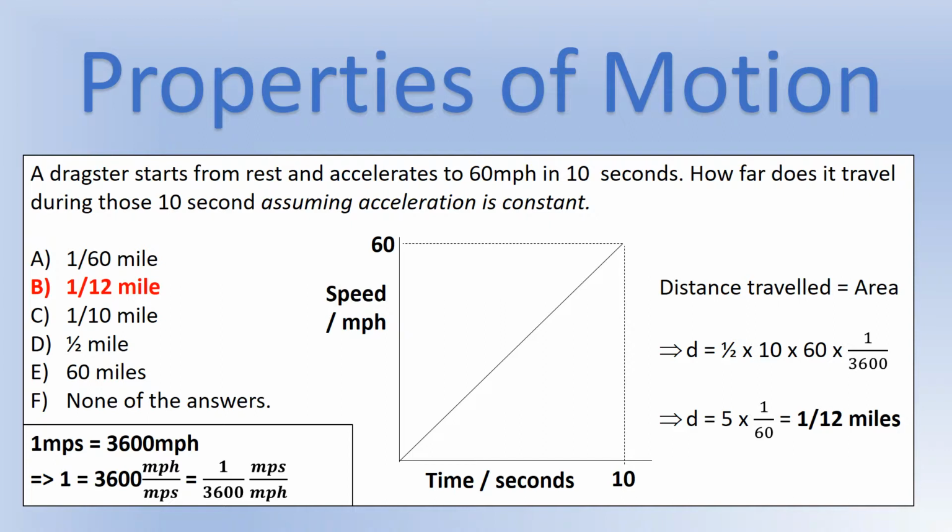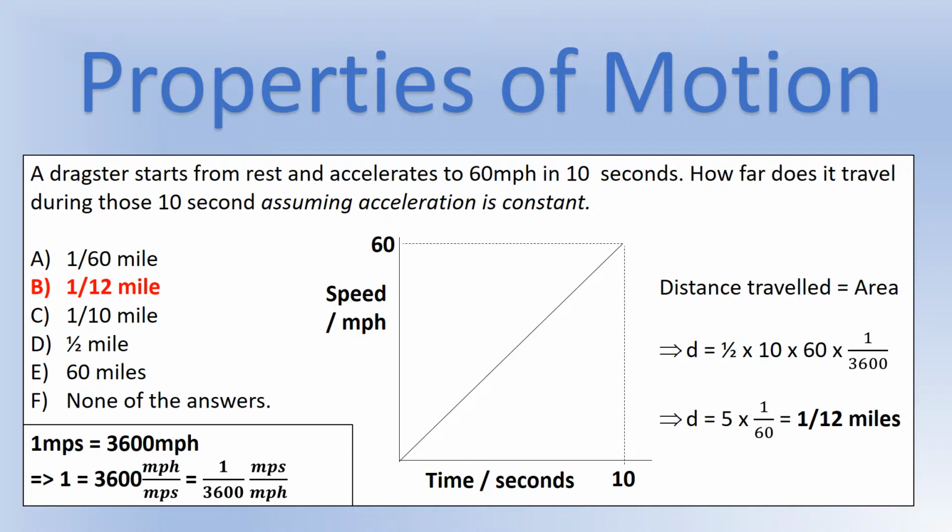Because acceleration is constant, that means the gradient is constant, so it's a straight line graph. That's why it looks like a triangle. You should know distance is the area under this graph. Again, this time the area is a triangle, which is why we've got half times base times height. The interesting part of this question is figuring out how we convert and get an answer in just miles, because we've got a speed in miles per hour and a time in seconds.